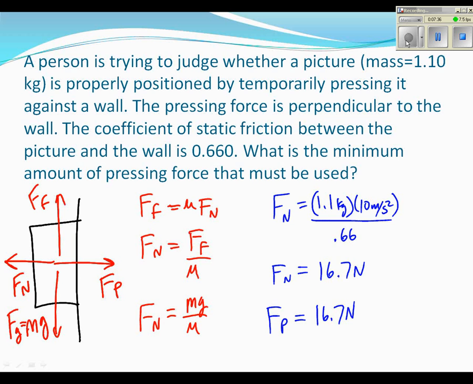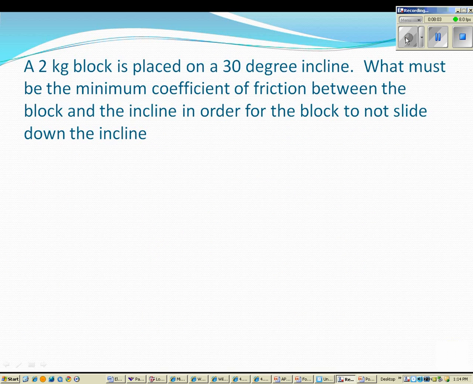One thing I want to point out in this problem is the coefficient of static friction is discussed when the object is not moving. And in the previous problem, when we had the stuntman sliding along the ground, that was a coefficient of kinetic friction. Kinetic means it's moving, static means it's not. The coefficient of static friction is always a larger value than kinetic friction, just because it's more difficult to get something to start moving. Okay, let's go on to our last example.